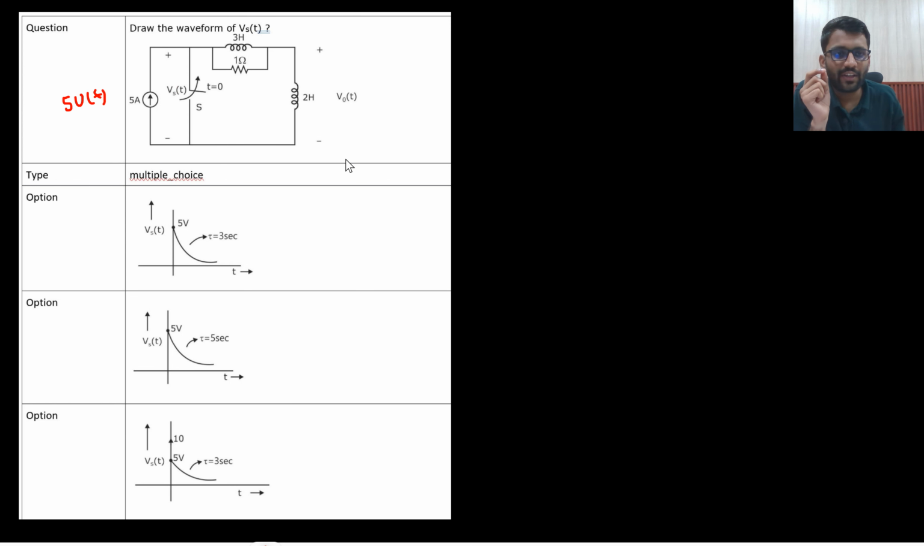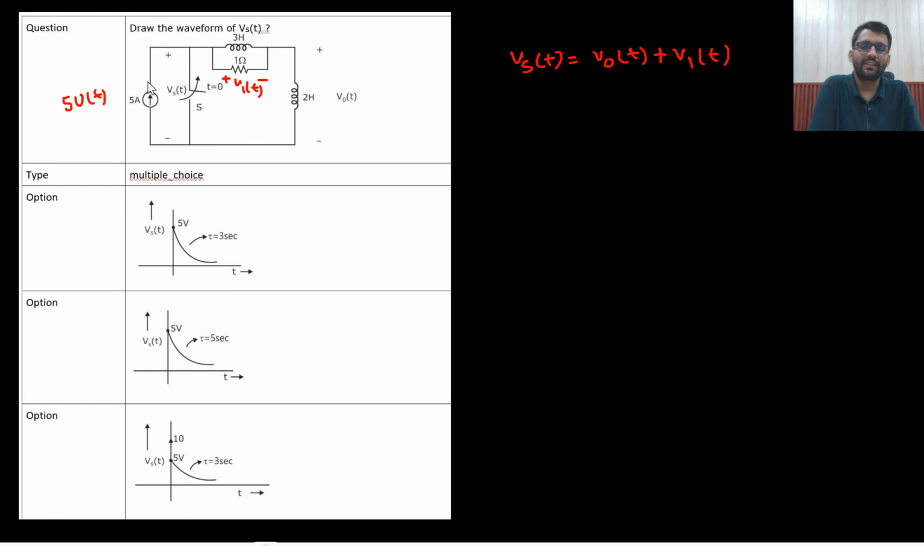So what will be your Vs waveform equal to? V naught t plus V1 t. Say yes or no. Your Vst is equals to V naught t plus V1 t. Now tell me one thing, this 5 ampere current is there. This 5 ampere current will flow from here and then will flow here, right? 5 ampere will flow from 3 and 1 ohm and then will flow here.